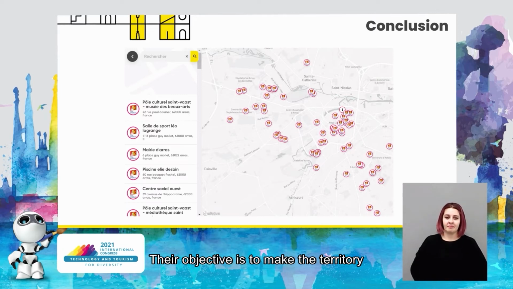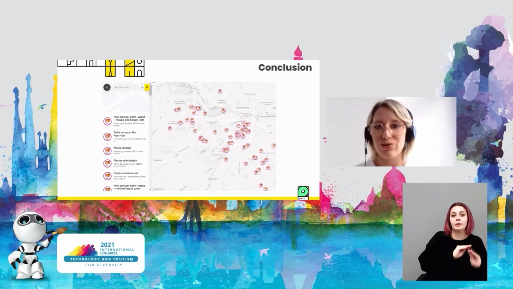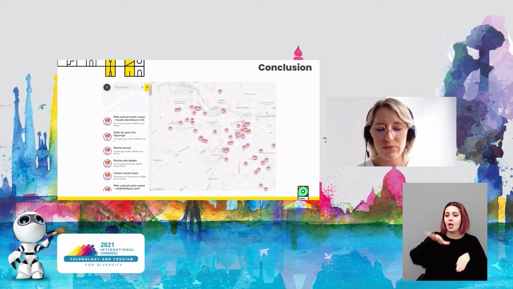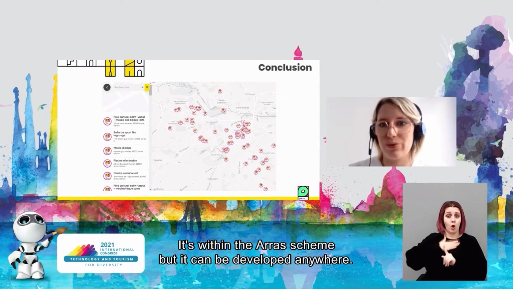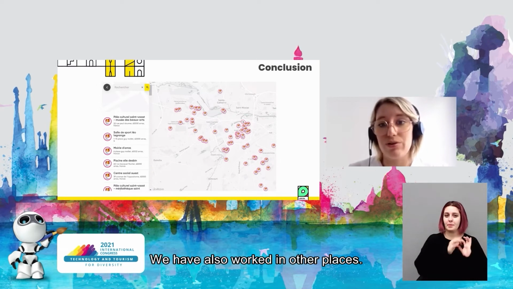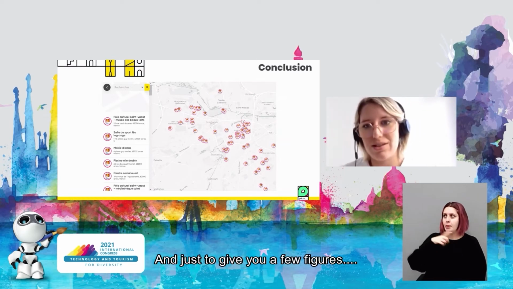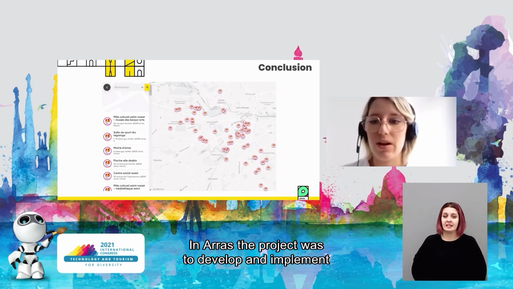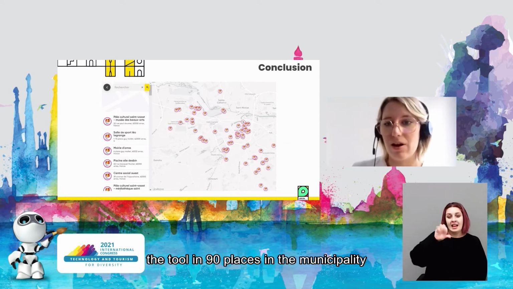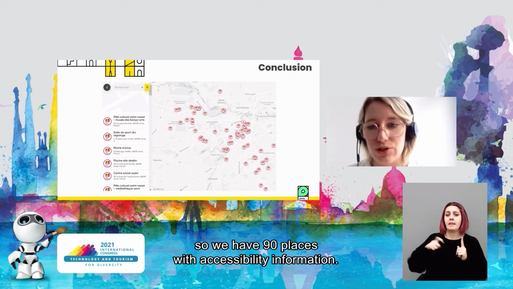Their objective is to make their territory a nice place to be and a human smart city. So that's what we did with them. And we're here on the Arras scale, but it can be developed anywhere. We also work in other places. And just to have a few figures, with Arras, the project was to implement the tool on 90 places in the municipality. So we have 90 places with accessibility information.